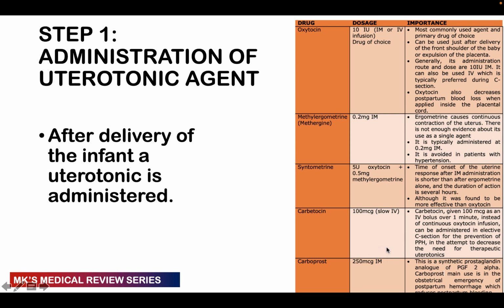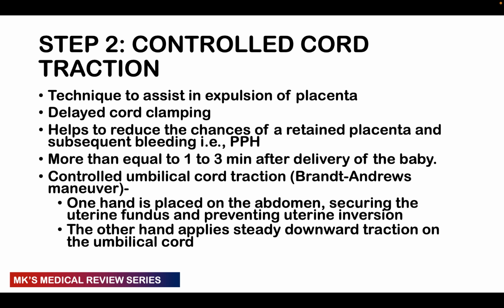which reduces the postpartum bleeding. The second step is, of course, controlled cord traction. This is the technique to assist in expulsion of the placenta. Remember that you're also going to delay the cord clamping, and this helps to reduce the chances of a retained placenta and subsequent bleeding due to PPH. You don't want to pull on the cord. You don't want to fiddle with the cord, because if you pull on it, sometimes it may snap and you begin to panic because the woman will continue to bleed.